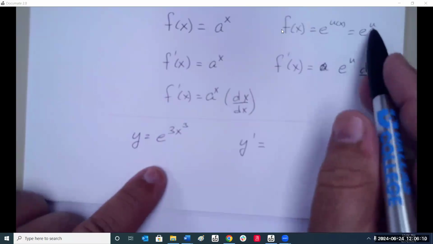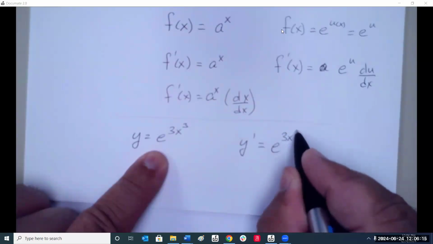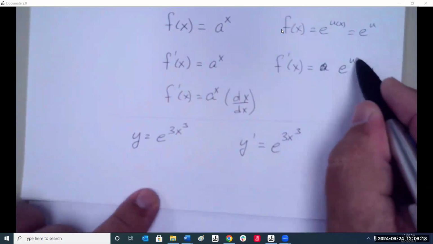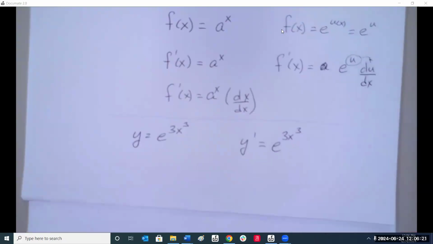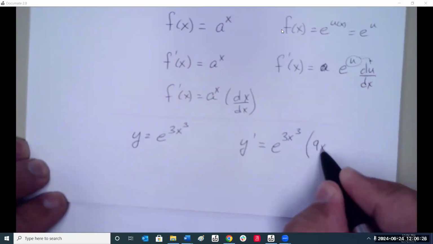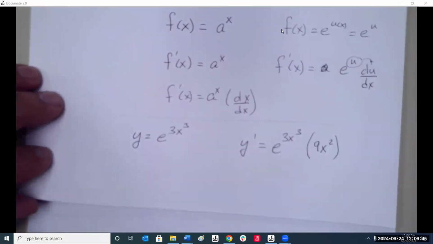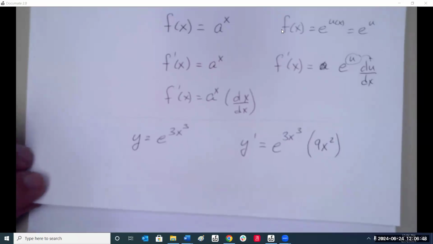So what this formula here says is leave the function alone. And what's the derivative of the exponent? It's multiplied times 3x squared. Yeah, so there's your derivative. So yeah, exponential equations are pretty quick and easy to do.